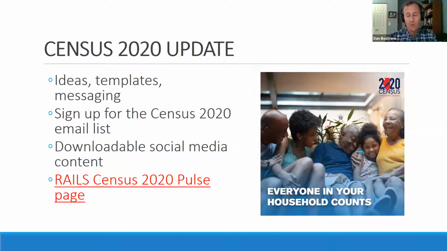Again, if you go to the Rails home page, there's a button that says Census 2020, and that is all the information on there. That graphic that you're seeing on the right-hand side of your screen comes from a marketing or promotion guide that was created by a marketing firm for agencies around Illinois, and they did a great job. You can download all of those things from that Rails Census 2020 Pulse page. So please go ahead and do that when you have time.